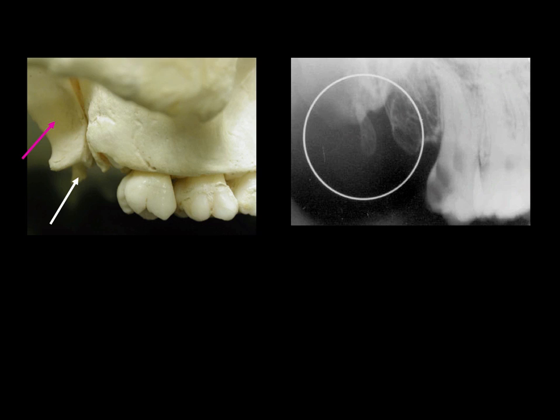The arrow above that is pointing at the lateral pterygoid plate on the skull view, but we can just about make this out on the radiograph. It's a very, very faint radiopaque structure here. This is the lower edge of it going across.